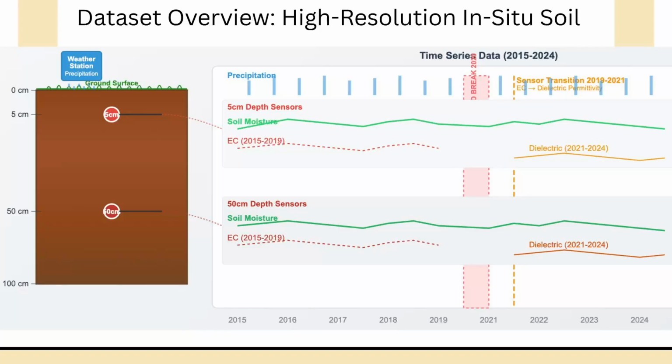So here you can see the setup for our data set. The data is from a single location where we had sensors at two different soil depths, one at 5 centimeter and another at 50 centimeter. These sensors measured soil moisture and also electrical properties like the electrical conductivity. In the earlier years and in the later year it was tuned to measure dielectric properties. And we also had a nearby weather station that was taking care of the precipitation data.